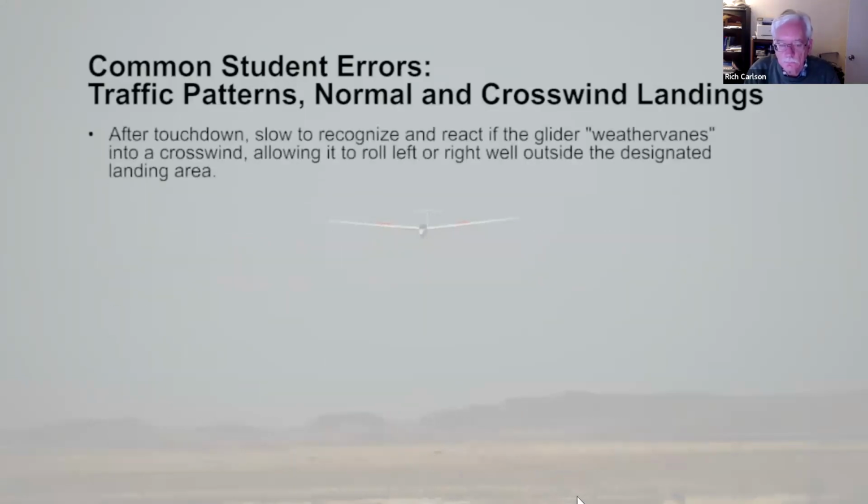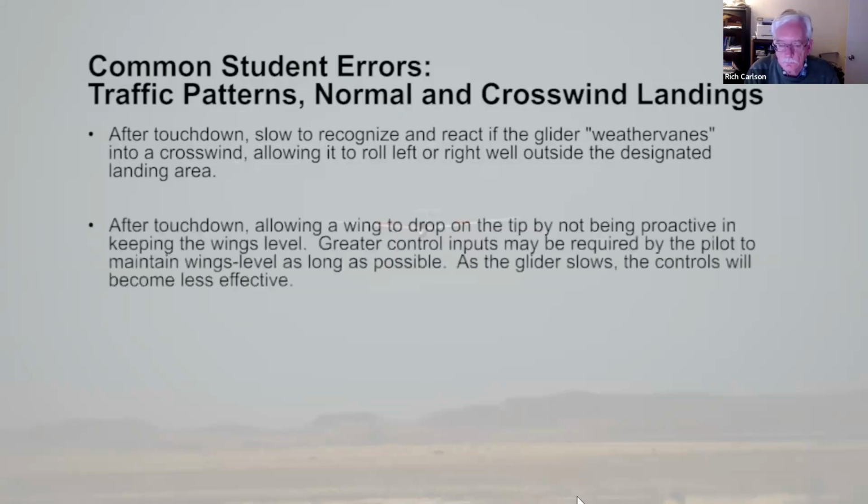After touchdown, slow to recognize and react if the glider weather vanes into a crosswind, allowing it to roll left or right well outside the designated landing area. After touchdown, allowing a wing to drop on the tip by not being proactive in keeping the wings level. Greater inputs may be required by the pilot to maintain wings level as long as possible. As the glider slows, the controls will become less effective.